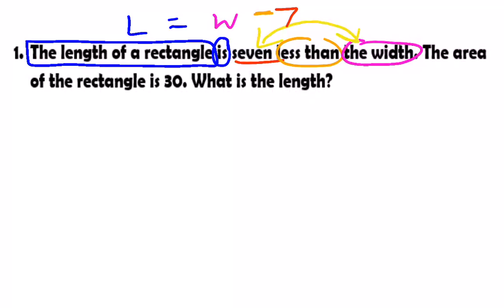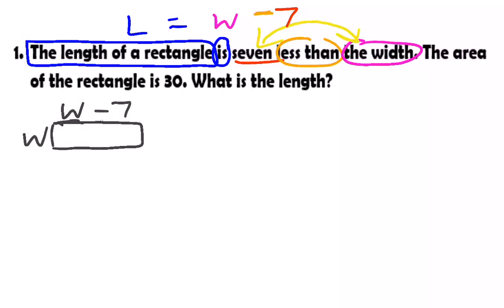So let's draw an actual rectangle where that's the case. The length is 7 less than the width. And then we can put the W on the side. We want to have these in terms of the same variables. That's why, if it's in terms of W, we're going to put W on the side.